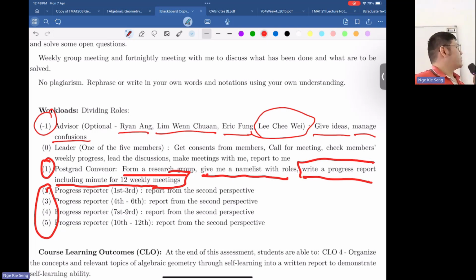Actually, I drew a map like this. So your group should be something like this. You get a master student, and then you get this, and then these four need to be split. Wow, we need to balance. We need a balance.